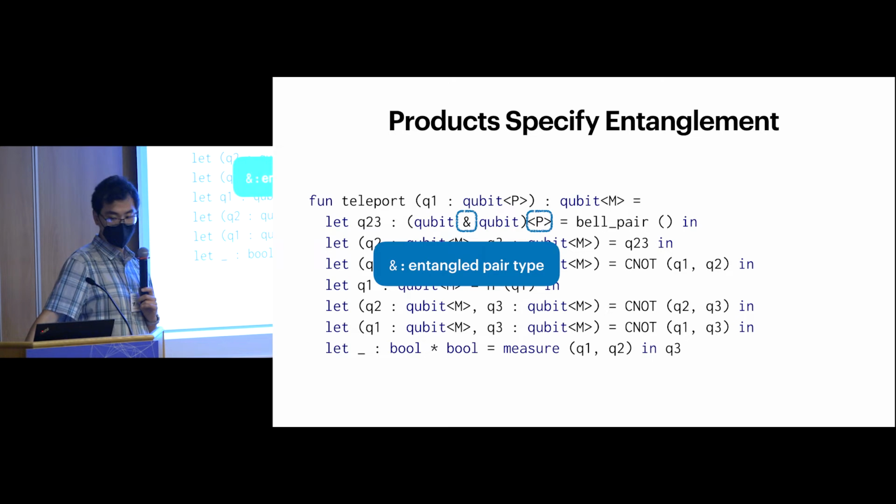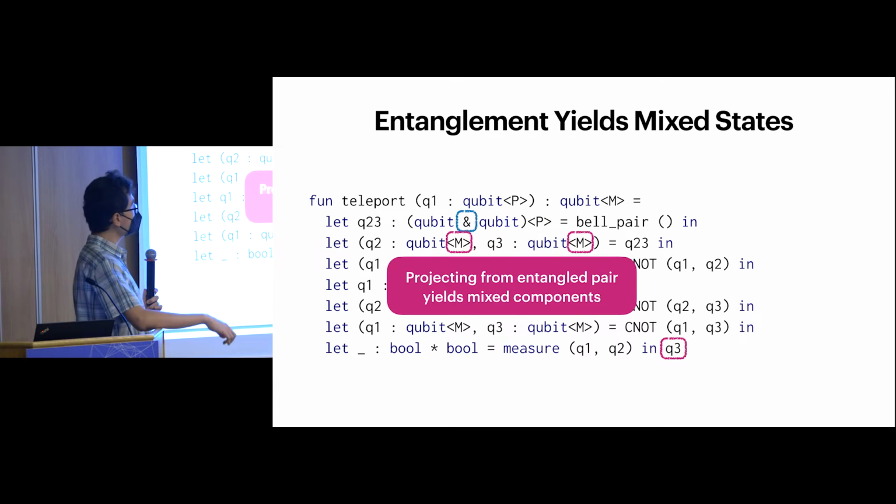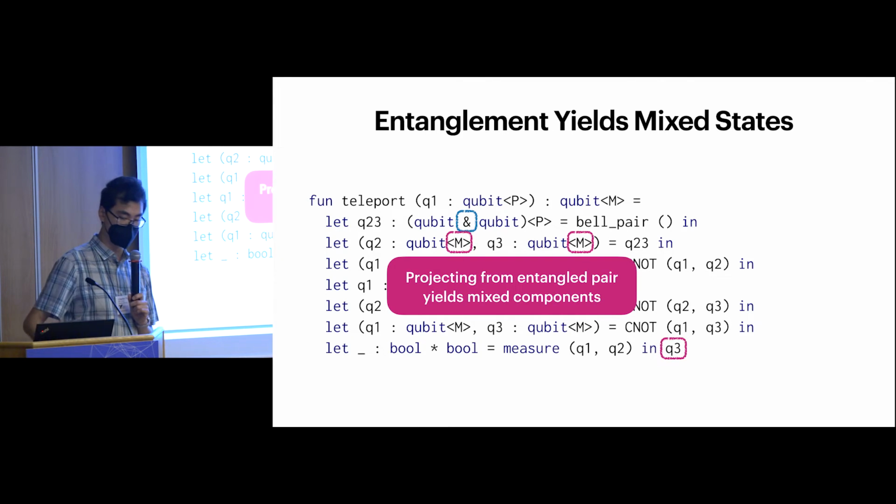Now, what does it mean for there to be entanglement between them? Well, it means that if you then go ahead and project out the two halves of the pair, now we have to annotate the elements as being mixed. And if you follow this reasoning all the way through, you realize that by the end of the function, Q3 is going to have mixed type because it came from this entangled pair.